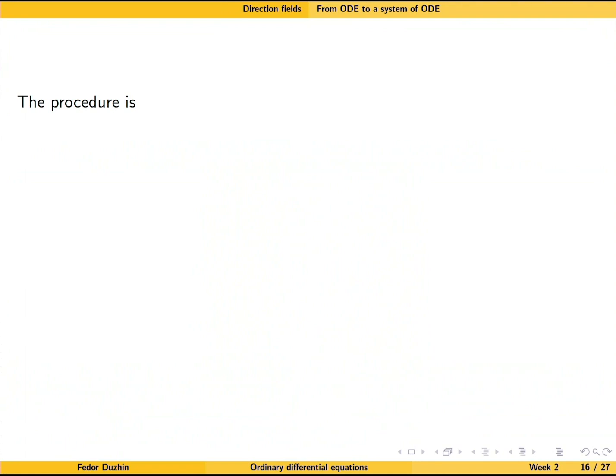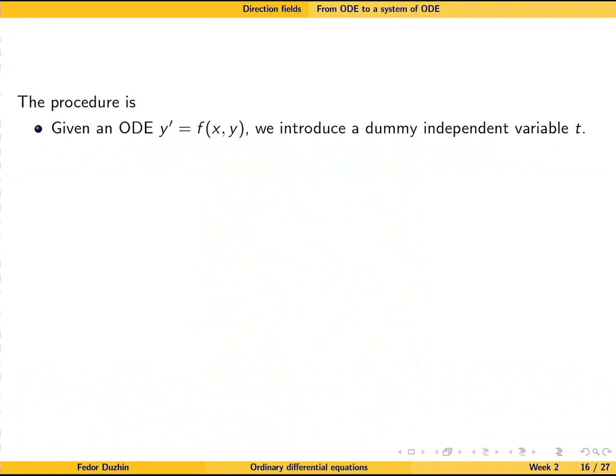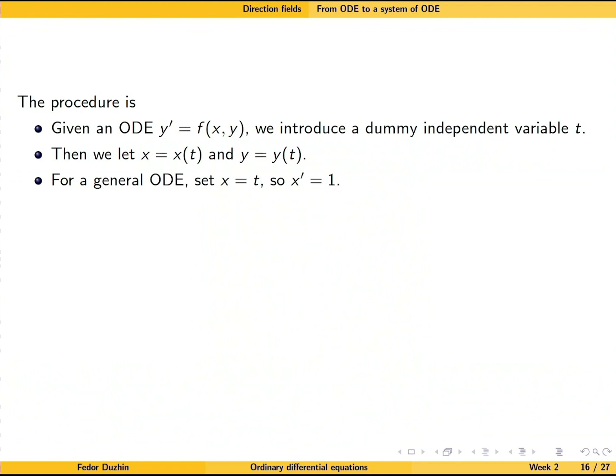It is possible to convert a single ODE to a system of ODEs as follows. If our ODE has independent variable x and dependent variable y, then we introduce a new independent variable t, and then we just write that x equals t. I know it sounds silly probably, but then x prime equals 1, which means that the original single non-autonomous differential equation is equivalent to a system of differential equations which is autonomous.